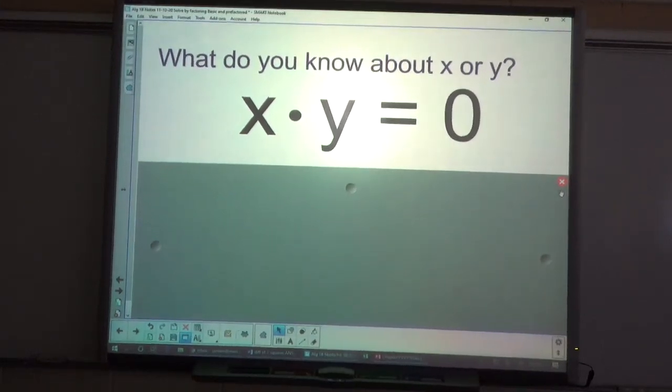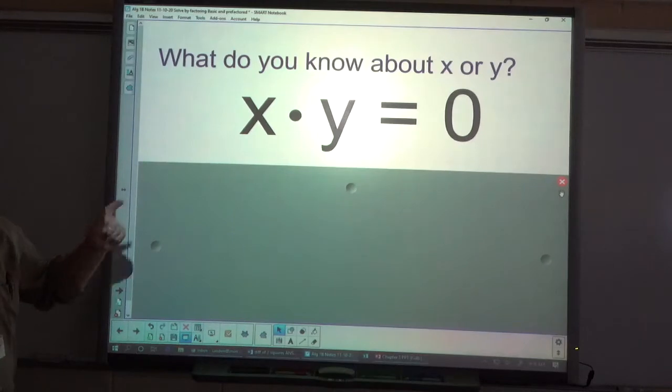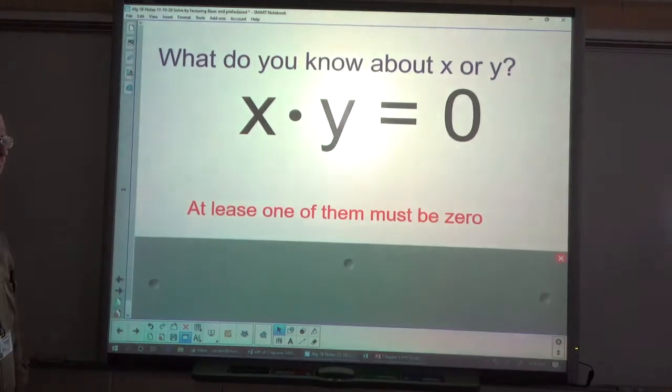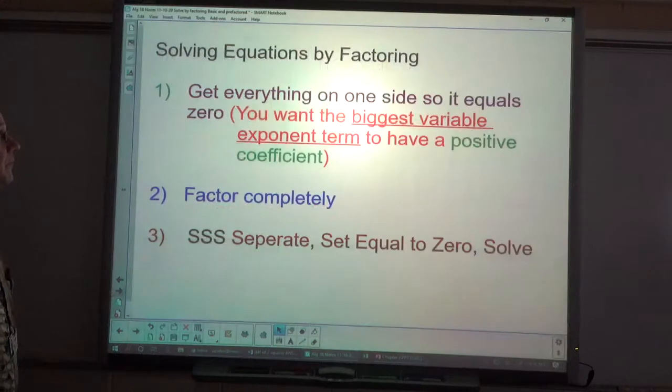Welcome. Today we're going to solve by factoring. The first question about this example is, what do you know about x or y? Well, for one thing, since x times y equals 0, at least one of them must be equal to 0. So that is what we definitely know.